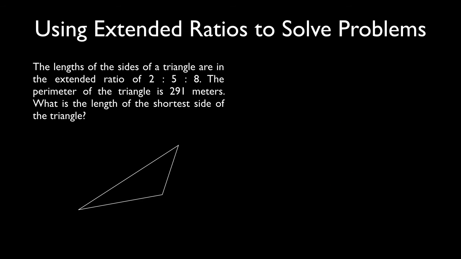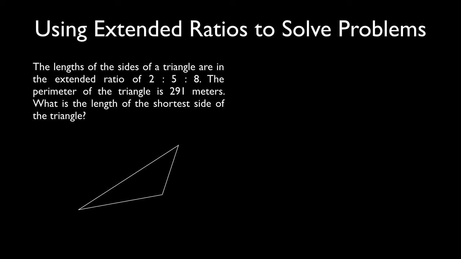How do we use this? Well, let's look at a triangle. We have the lengths of the sides of a triangle are an extended ratio of 2 to 5 to 8, and that the perimeter of the triangle is 291 meters. So what is the length of the shortest side?